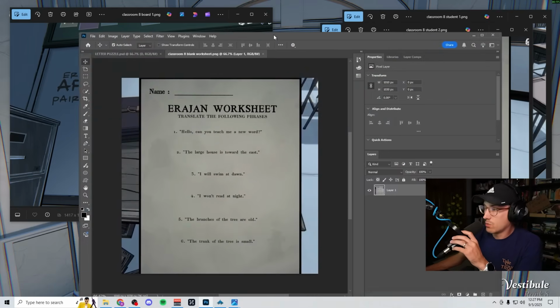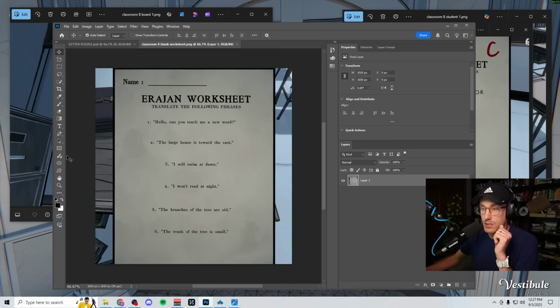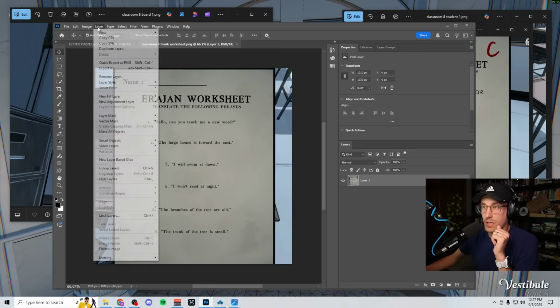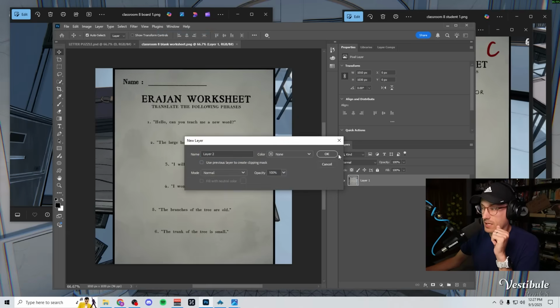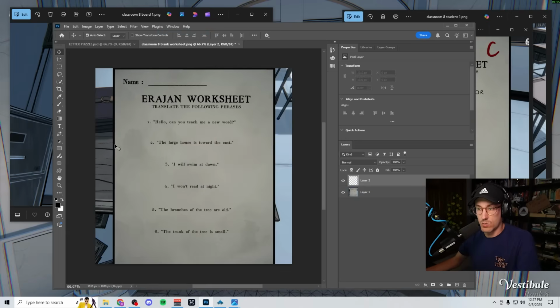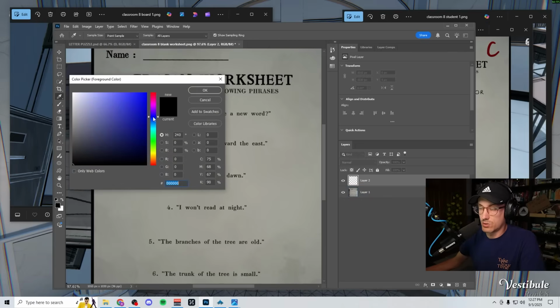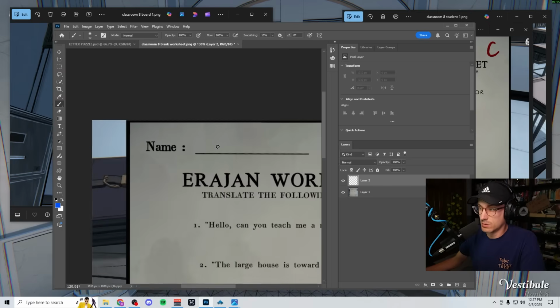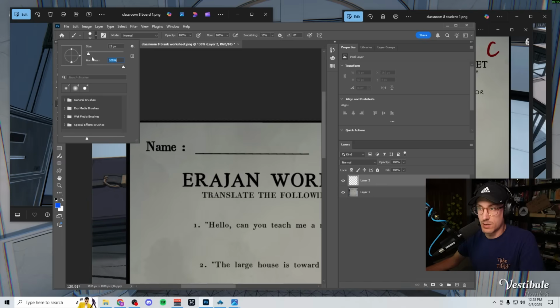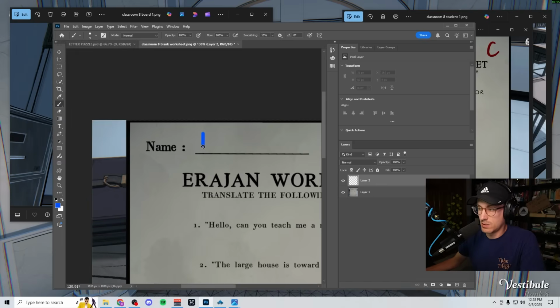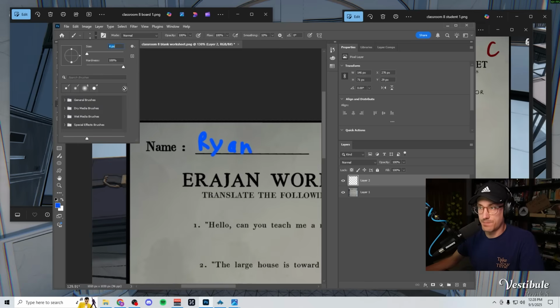Here is our blank worksheet for erosion. We're going to add a new layer on top, that way I can draw on it. We're going to go ahead and add our name. Should we draw in blue for blueprints? I don't know. We can do blue. My name is... Make hardness 100%. Make size a little bit smaller. Even smaller than that. My name is Ryan.